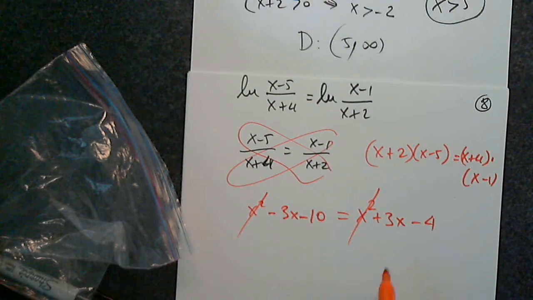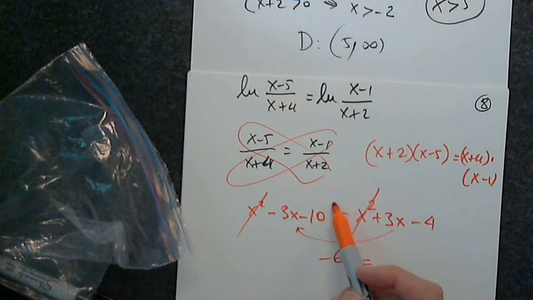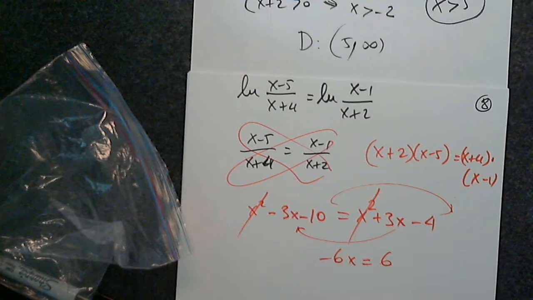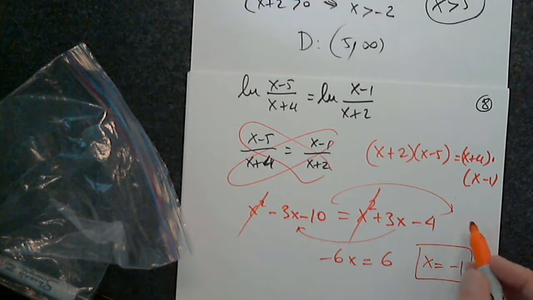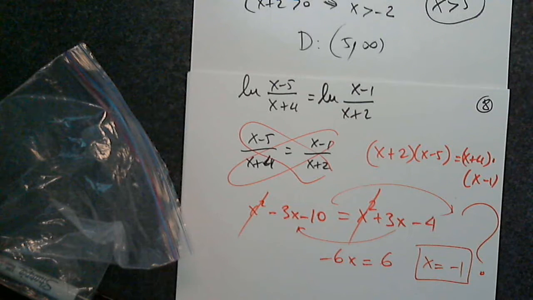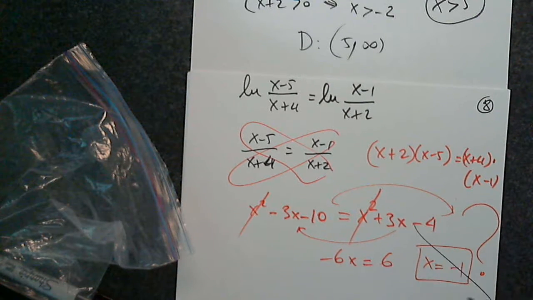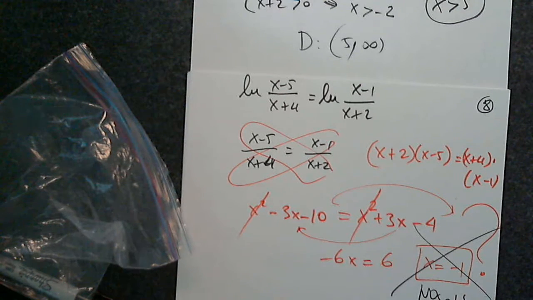Nice. I move negative 3x, so I have a negative 6x. And I move a negative 10, so I have a 6. So then x equals negative 1. No solutions. Not acceptable. It's not a number greater than 5. So it cannot be accepted. The equation has no solutions.